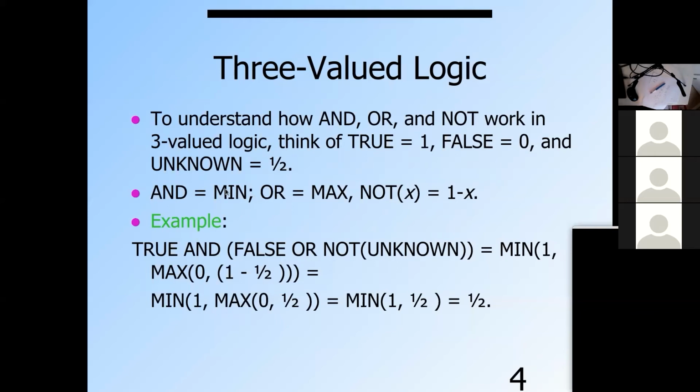So you can compose expressions, and ultimately it's going to result in true, false, or unknown for the truth value of an expression. So this is an example right here. What is true and false or not unknown? You can compute this bottom up, and you can see that the full answer is unknown. False or not unknown winds up being unknown, and then true and unknown is unknown. So it winds up being unknown.